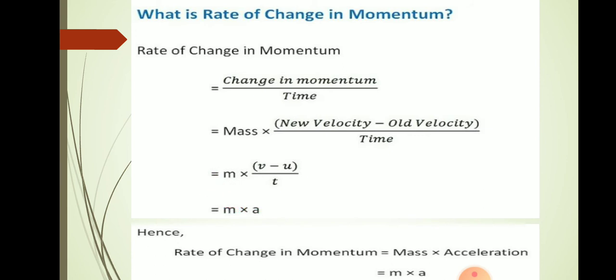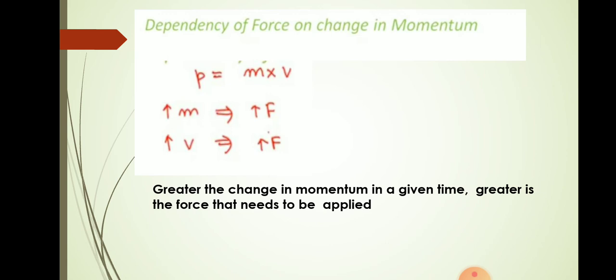Hence, rate of change in momentum is mass into acceleration. So that means the force is depending on change in momentum. Here momentum P is mass into velocity, where force is depending on mass and force is depending on velocity. That means force is depending on change in momentum.